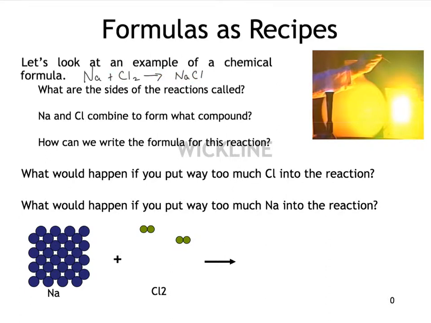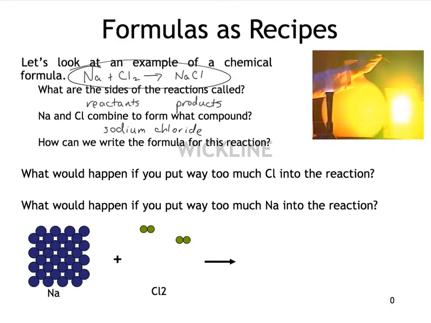There are 2 sides to this reaction. The left-hand side is going to be called reactants, whereas the right-hand side is called products. During this reaction, the Na and the Cl combine to form the compound sodium chloride. I'm using the word chloride because chloride, or the ending IDE, indicates the negative ion of an atom. And the formula for this reaction is what I've written up here earlier.